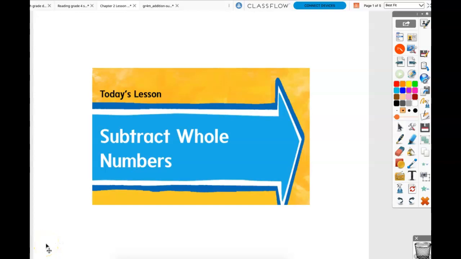So this week we are going to be talking about subtracting whole numbers. And I know that you did that last year in third grade, but of course, in fourth grade, we're going to get bigger numbers. So what I'm going to do is start out by showing you a video before we go into the book. So hold on one second.